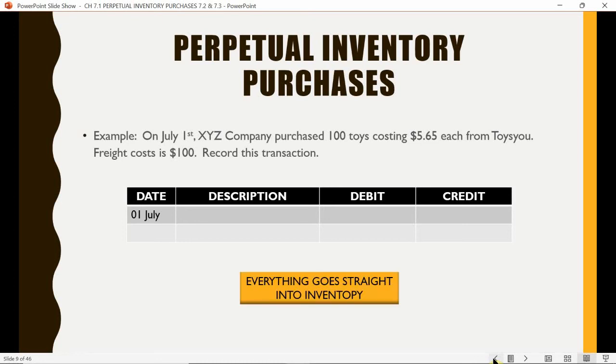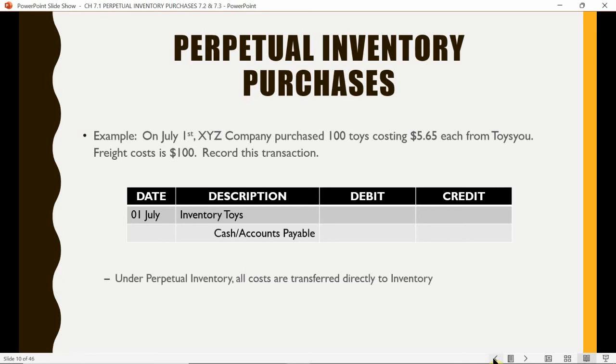But for most general information, your assumption is you're going to place everything into inventory, including all extra costs, because that's part of the cost of inventory. Sales tax, freight expense, and shipping costs are all considered part of the cost of inventory. So you're going to dump those extra costs into the inventory account. In this case, I have the inventory toys account.